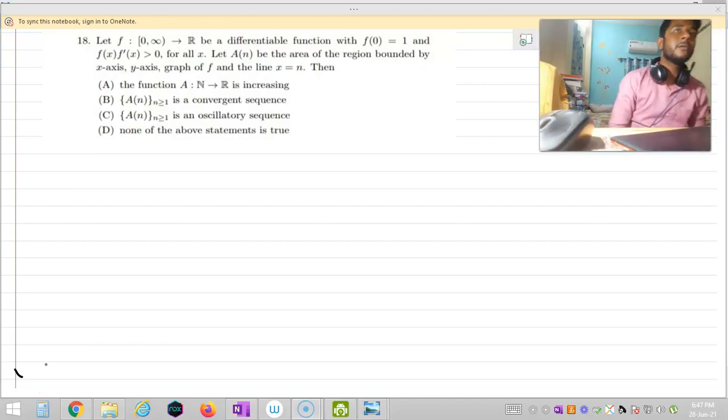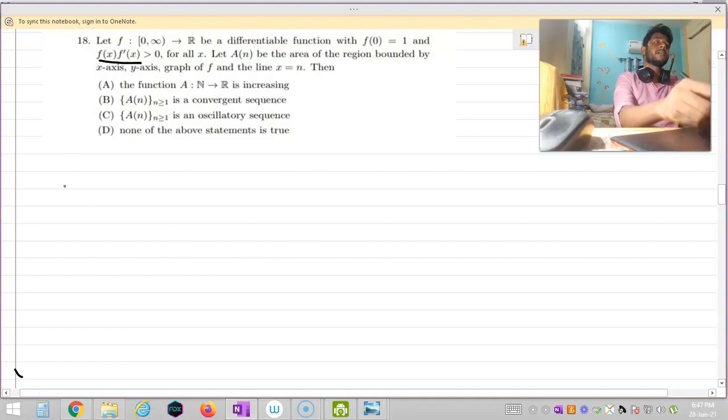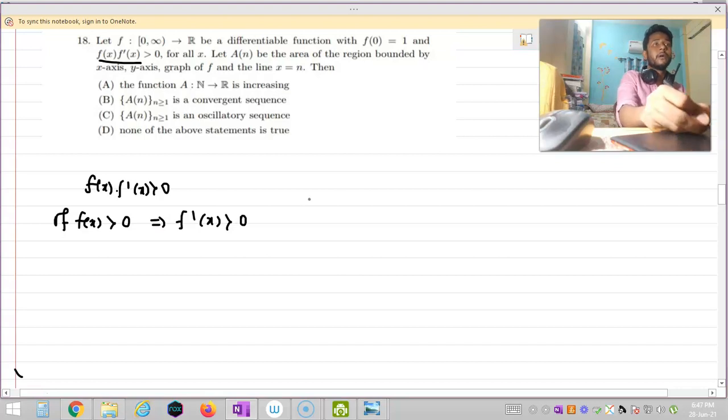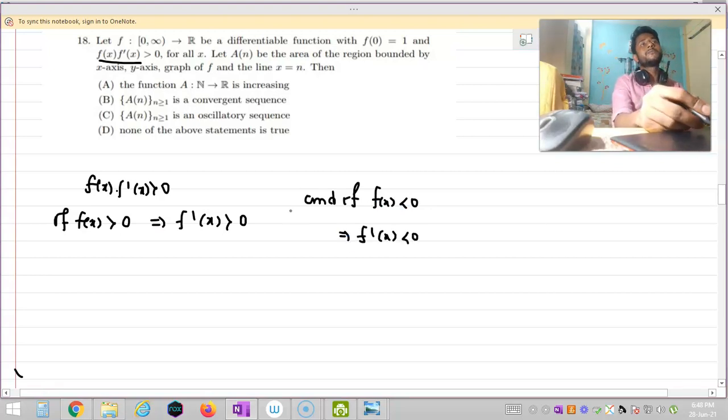Now you can see that we just have to use this condition. What does it say? f(x) times f'(x) is greater than 0. So it means if f(x) is greater than 0, it implies f'(x) is also greater than 0, and if f(x) is less than 0, it implies f'(x) is less than 0. Observe that it is also given f(0) = 1.